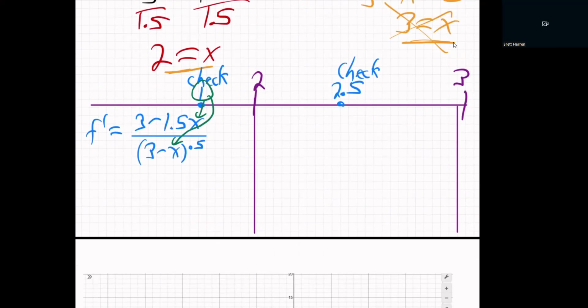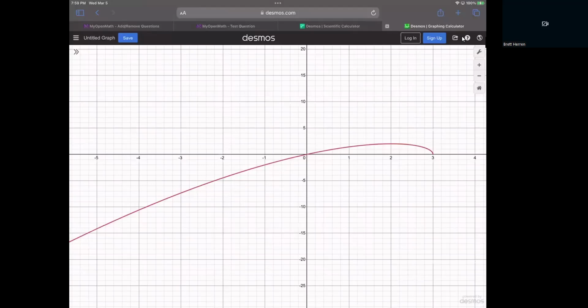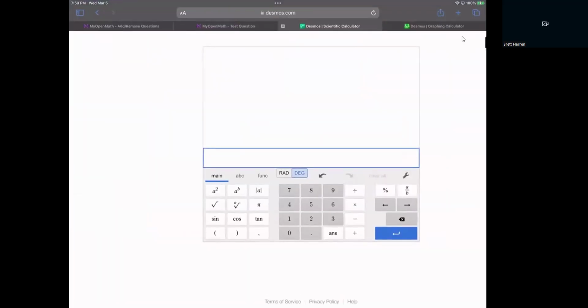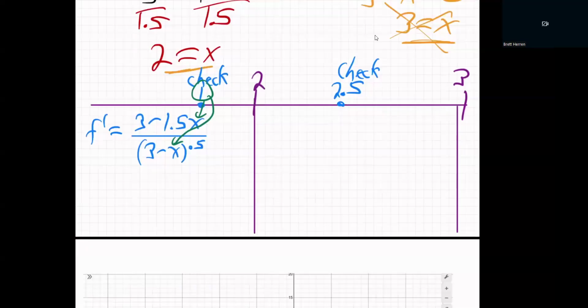So I want to check what's happening. Here we go, going to Desmos. I'm going to do a fraction button on the top: 3 minus 1.5 parenthesis. What am I plugging in? 1. It's my checkpoint. On the bottom, parenthesis, 3 minus, again plugging in 1, parenthesis, to the power 0.5. Huh? There it is. I got 1.06. So f prime is 1.06.